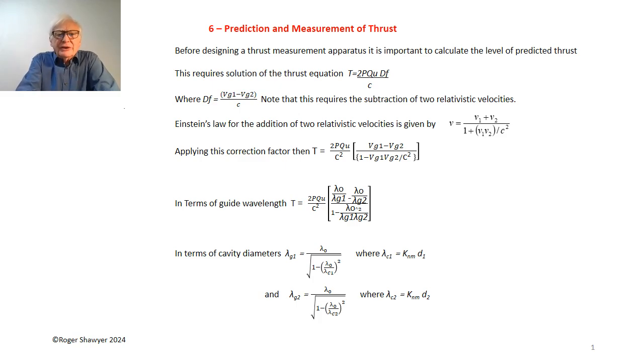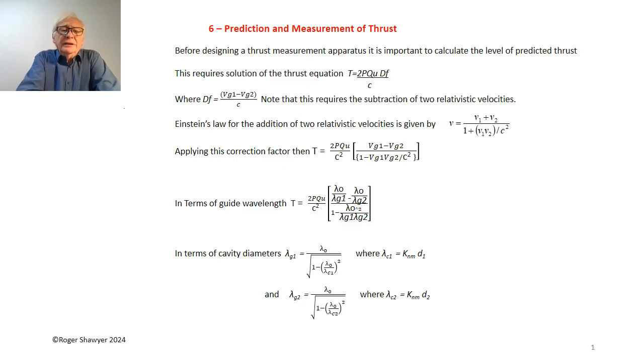So to actually predict the thrust that we're going to get from this cavity, we need to solve the thrust equation, which we've come across before, which is T equals 2P Q_U DF divided by c. So that's 2 times the power times the unloaded Q times the design factor divided by c. We've said that the design factor is equal to (Vg1 minus Vg2) over c. This is the difference of the guide velocities at each end of the cavity divided by c.